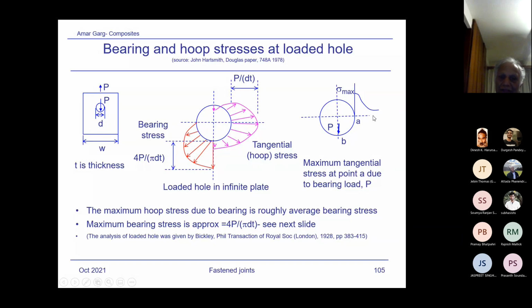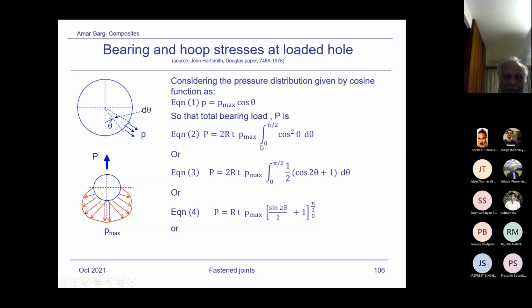So this is equivalent to this sigma max, the maximum tangential stress at a point due to bearing load. I won't go into the derivation. This is a simple derivation, and from geometry and the pressure distribution, one can derive it, assuming a cosine distribution for the pressure, which is what you usually assume. This pressure distribution is a cosine distribution.